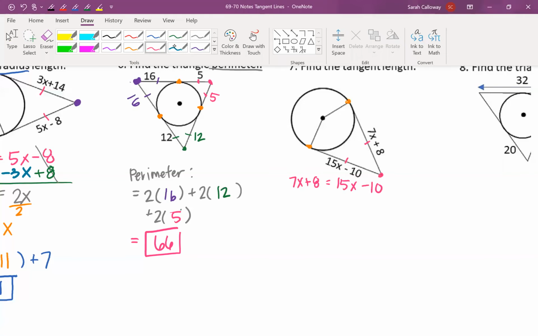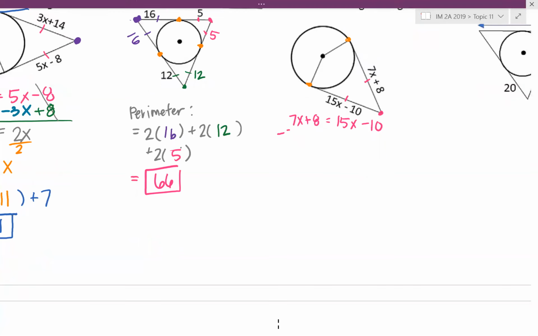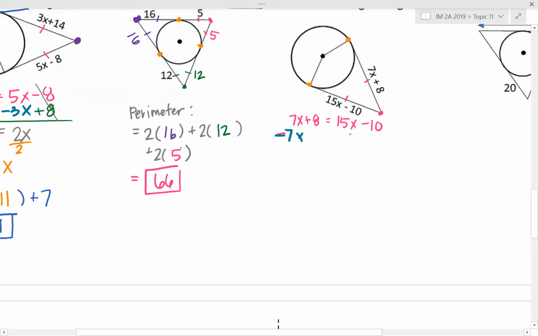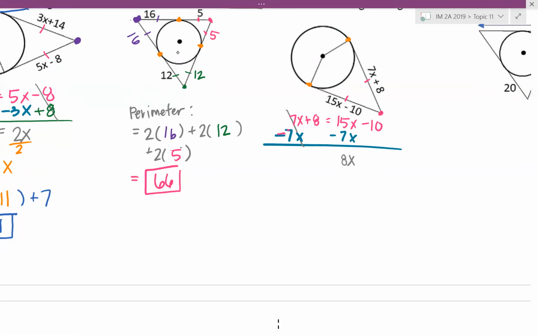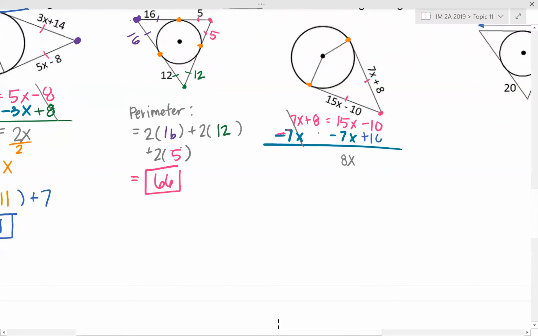So then we want to isolate x. So if I subtract 7x, that will move that over so that we have 8x. And then if I add the 10, that will get rid of that so that we have 18.